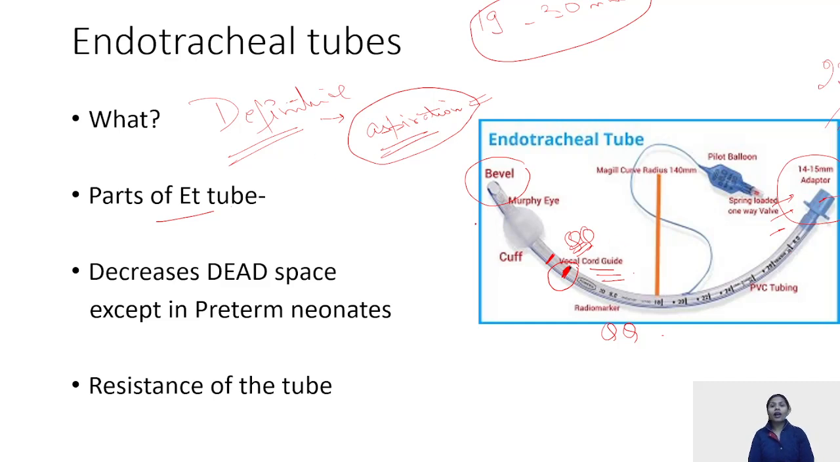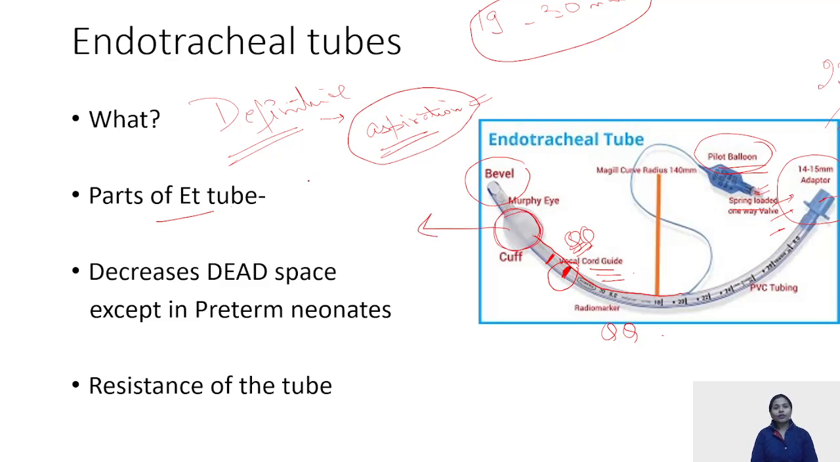Then you have a cuff system. The cuff system includes your one-way valve. This is the spring-loaded one-way valve. This is the pilot balloon. This is your inflation tube. And some part of the inflation tube is also inside this tube, which leads to this cuff. This is your cuff.